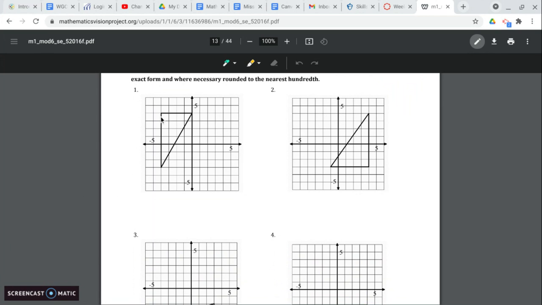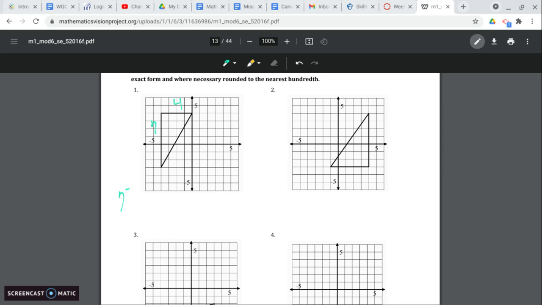To find this side, we can just count it. 1, 2, 3, 4, 5, 6, 7. So we've got a side length of 7. This side over here is 1, 2, 3, 4. So the legs of our triangle are 4 and 7. And then using the Pythagorean theorem, we can find the other side rather than using the distance formula, which involves a little bit more work.